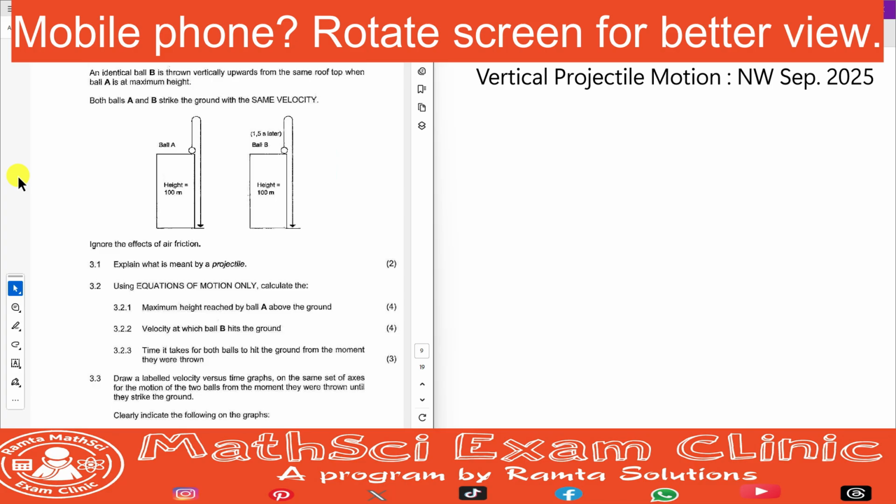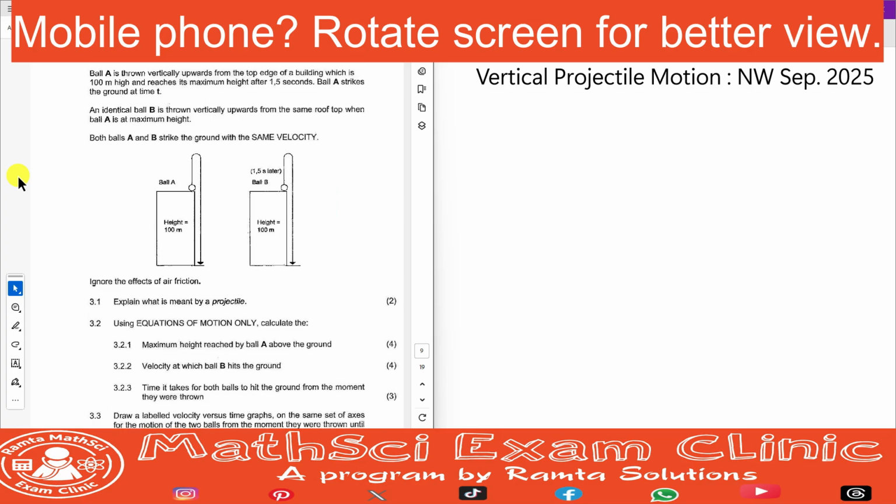Now, let's read the questions. So the question reads as follows. Question 3, let me just write it down. Ball A is thrown vertically upwards from the top edge of a building which is 100 meters high and reaches its maximum height after 1.5 seconds. Ball A strikes the ground at time t.